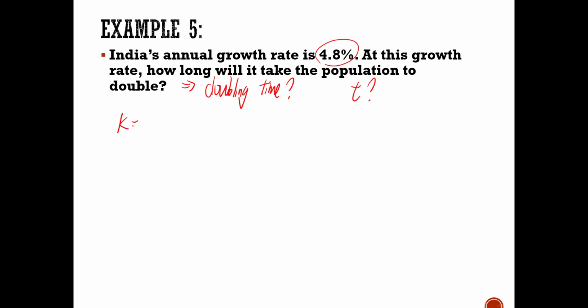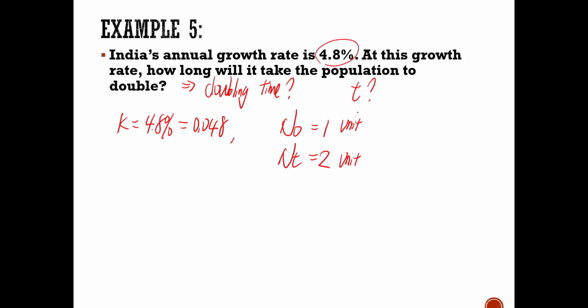And we know the growth rate is given. So k is 4.8%, you want to take the decimal, 0.048. And we don't know N0 and Nt. So we can assume N0 is 1 unit. It's not 1 person, it's 1 unit. 1 unit could be 1 billion or maybe 1 million, something like that. And then Nt will become, because of doubling, 2 units. So this is 1 unit and 2 units. This is exactly the notion of doubling. Now, again, we're solving for time t.